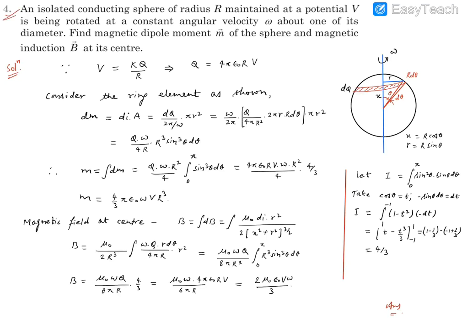Question number 4. It says an isolated conducting sphere of radius r, maintained at a potential V, is being rotated at a constant angular velocity omega about one of its diameters. We need to find the magnetic dipole moment of this sphere as well as the magnetic induction at the center of the sphere. So two questions we need to find out.